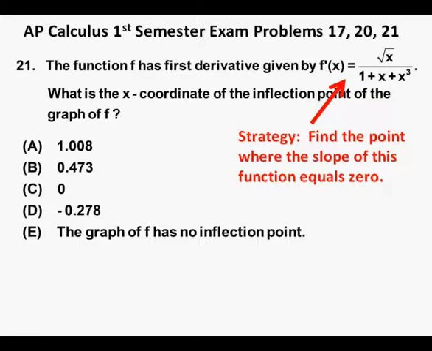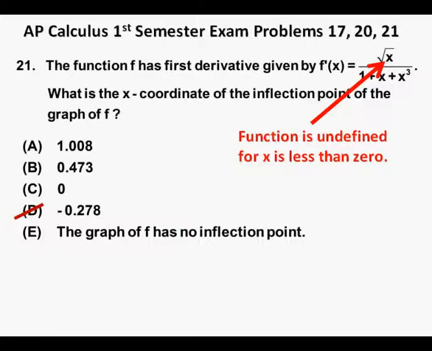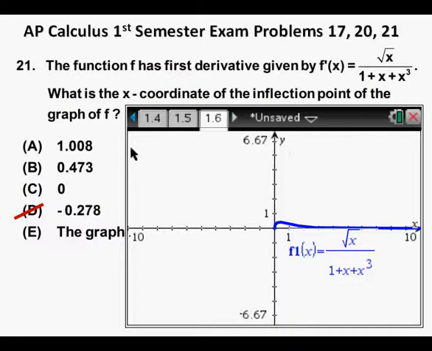Since we have the square root of x in the numerator, that means that our x-coordinate cannot be less than 0 because there is no real number whose square root is a negative number. So we can cross off answer choice D since it's an impossible answer. Here's the function entered in our calculator and graphed.